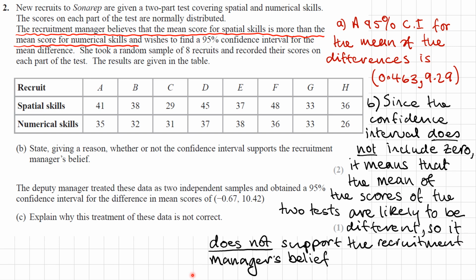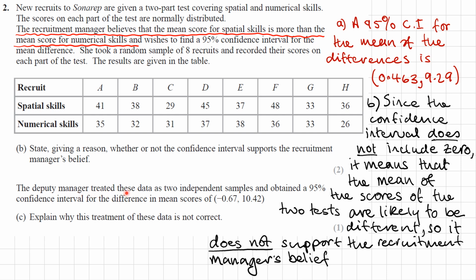So putting this into a sentence, what we've got is, since the confidence interval does not include 0, it means that the mean of the scores of the two tests are likely to be different, so it does not support the recruitment manager's belief. Another way of stating that is that we're not going to be able to state H0 because there isn't going to be that acceptance region that we talked about, because to have an acceptance region, what we need is for our confidence interval to span 0, as we said, with these rejection regions either side. This confidence interval does not do that.